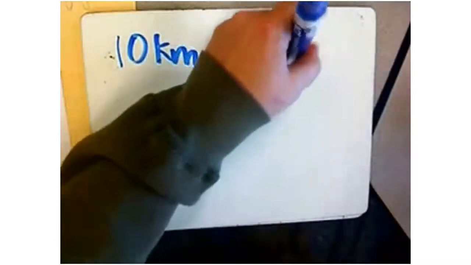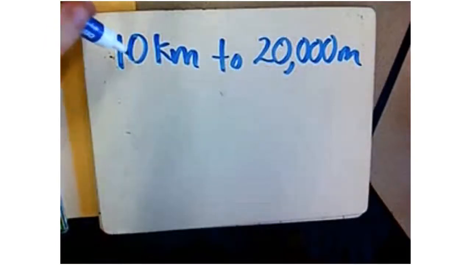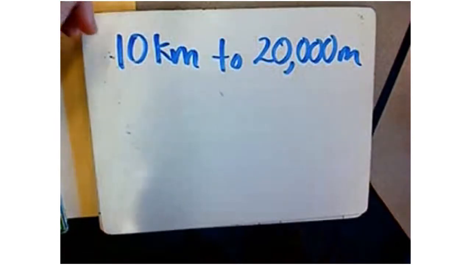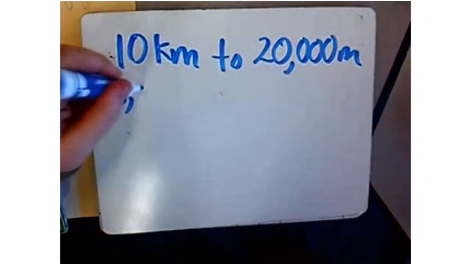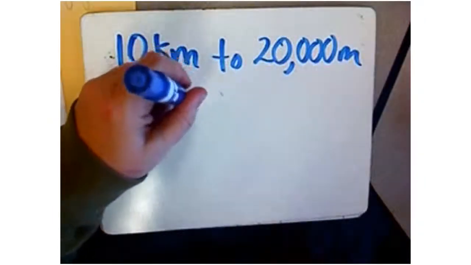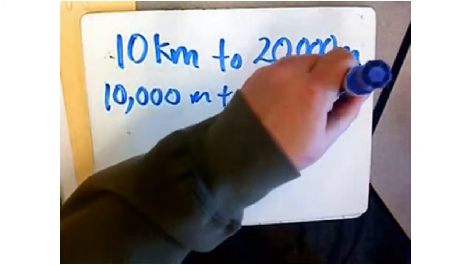All right, the next ratio to try is 10 kilometers to 20,000 meters. So we can change either the kilometers to meters or the meters to kilometers. Kilo means 1,000. There's 1,000 meters in a kilometer. So we could change this to 10,000 meters to 20,000 meters, or we could change it to 10 kilometers to 20 kilometers. You're going to end up at the same place.